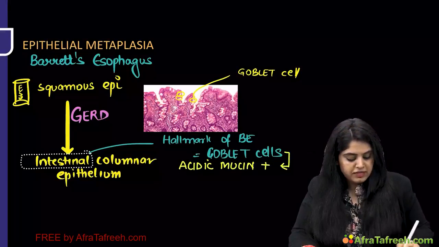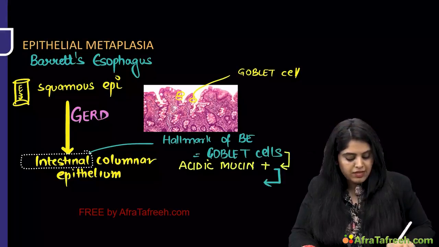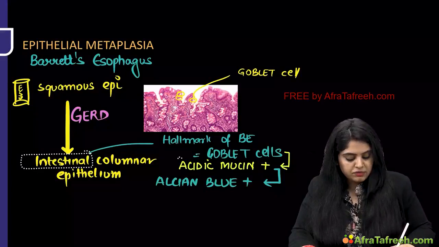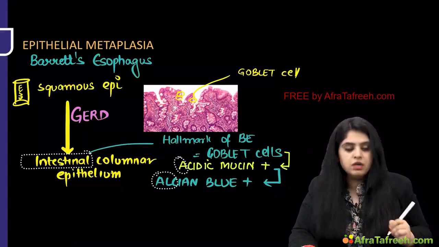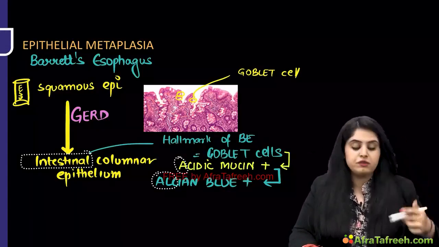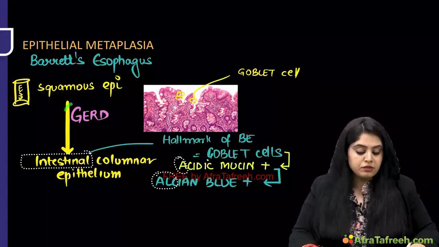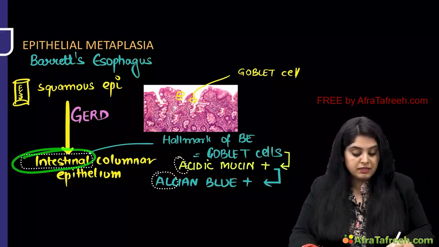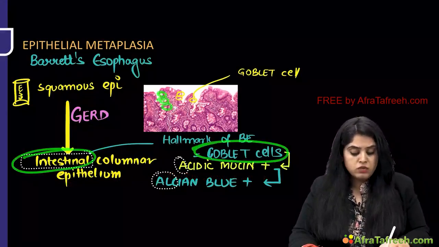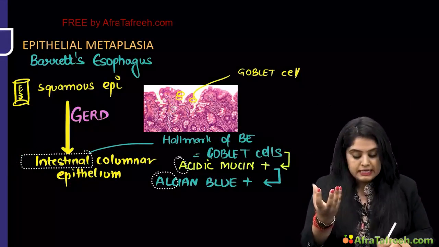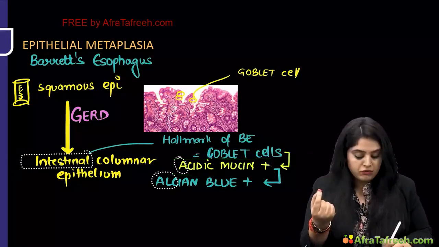And what is the special stain for acidic mucin? I think we all know acidic mucin is Alcian, A for acidic. It is going to be Alcian blue positive. So remember, acidic mucin is going to be Alcian blue positive. Very, very important information. Let's do a recap. What is Barrett's esophagus? Normal esophagus is squamous epithelium. In the process of gastroesophageal reflux disease, that changes into intestinal columnar epithelium. Intestinal means it has a lot of these round goblet, wine-goblet-glass kind of cells. What do those goblet glasses contain? They contain acidic mucin. What is the special stain for acidic mucin?